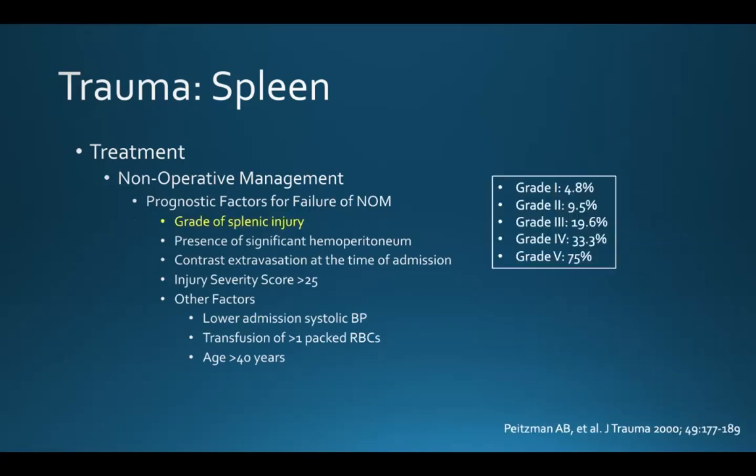Let's focus first on the grade of splenic injury. We know that the risk of failure for a grade 1 injury is less than 5%, but for a grade 5 injury, it could be as high as 75%, with a gradual increase as the grade increases. And that's one reason why it's so important to grade these appropriately on the initial CT scan that's performed.